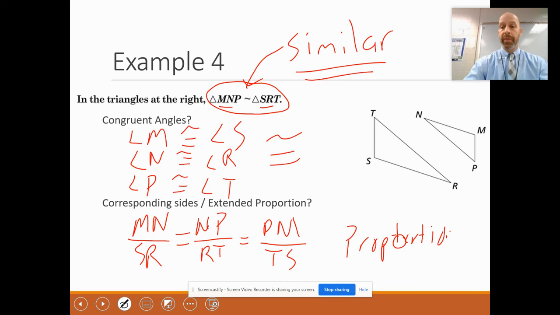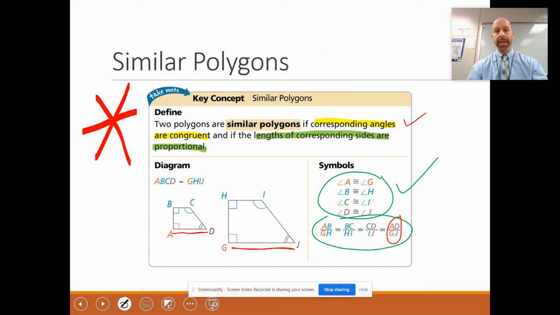Proportional, there we go, if I can spell. And this is called an extended proportion, just like we had an extended ratio, because there's 3 of those. Okay, so again, this is going back to this definition. The corresponding angles have to be congruent and the lengths of the corresponding sides have to be proportional.